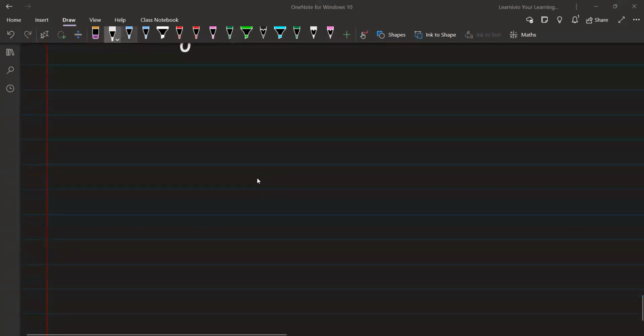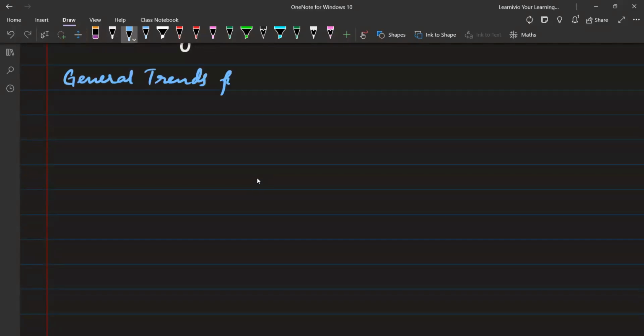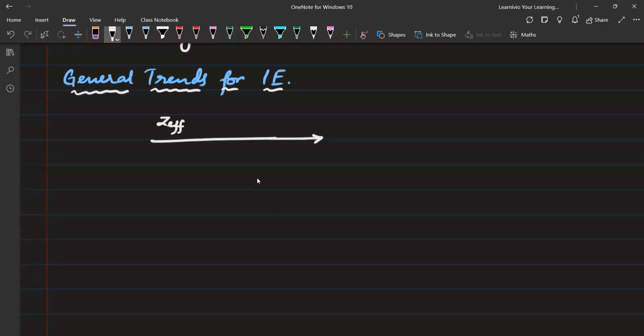Right, next, general trends for ionization energy or ionization enthalpy. Come on, tell me. Across the period, what happens to Z effective? Tell me. Z effective increases, decreases, or is constant across the period? Tell me. Say it louder. Z effective increases, decreases, or is it constant across the period?